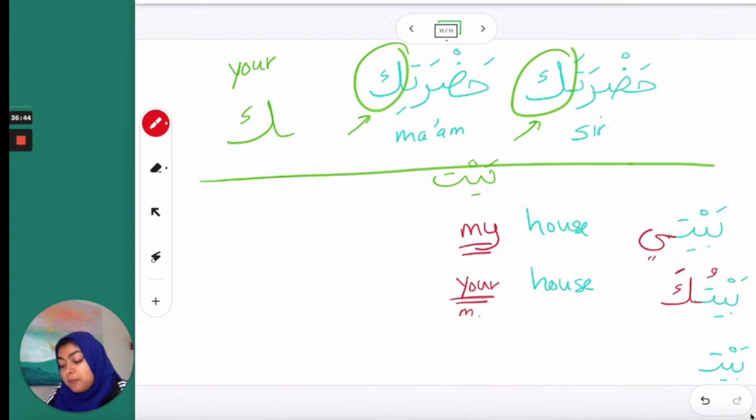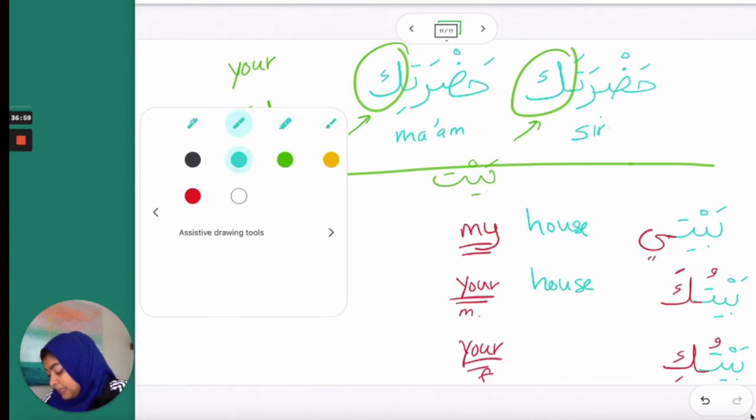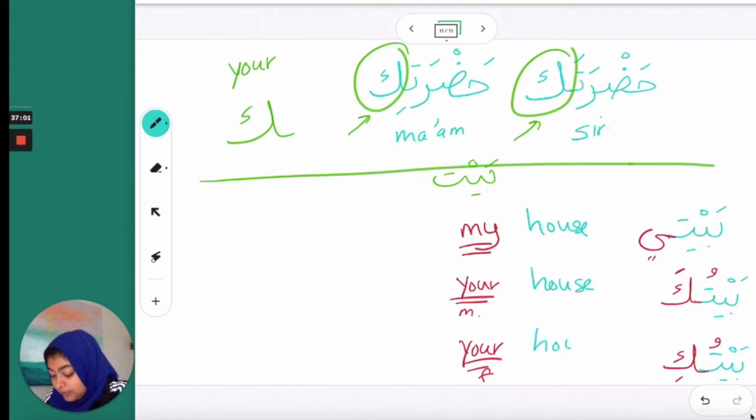Okay? But if I'm talking to you, and you are a woman, or you are a girl, I'm going to say to you, baytuki, with the kasra. So it's the same meaning, it's still your, but this time it's feminine. And it doesn't make the house feminine. It's the person you're talking to. Baytuka, baytuki. It just depends on the person that you're talking to.